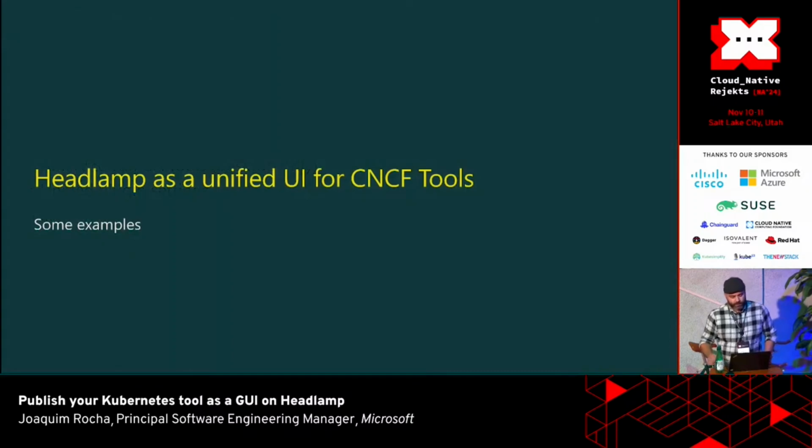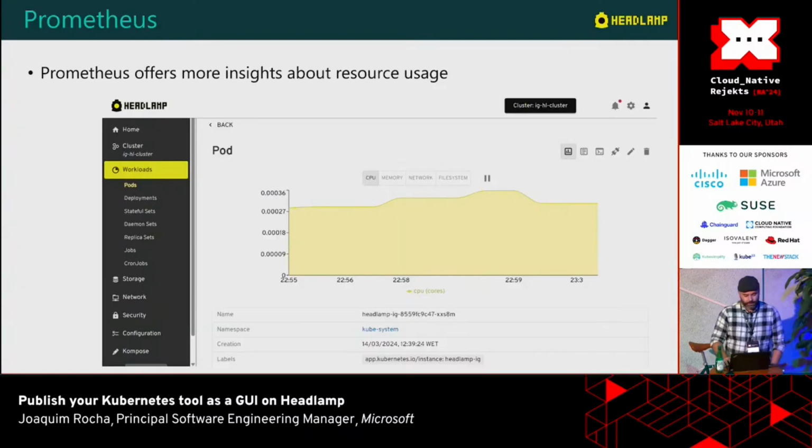So I thought we could look at some examples that exist right now. This is the Prometheus integration. This is a plugin that we ship with Headlamp. Headlamp by itself doesn't really have anything like, okay, we're going to use Prometheus for graphics, right? But we do ship with some plugins that offer that.